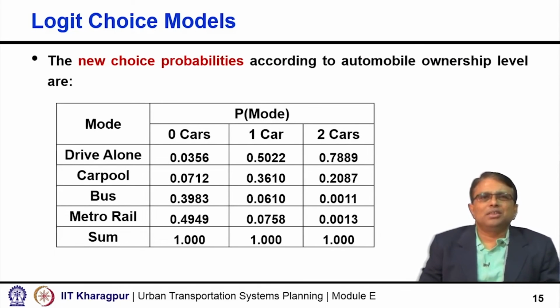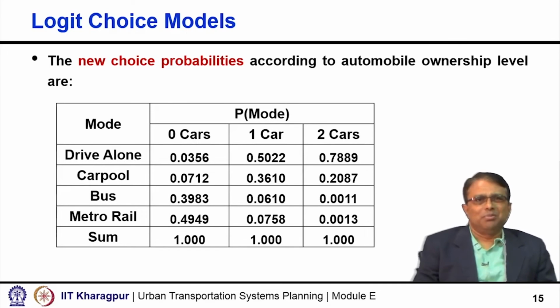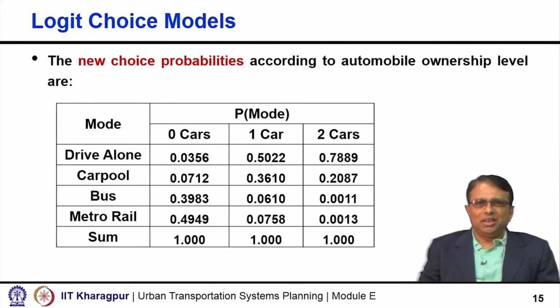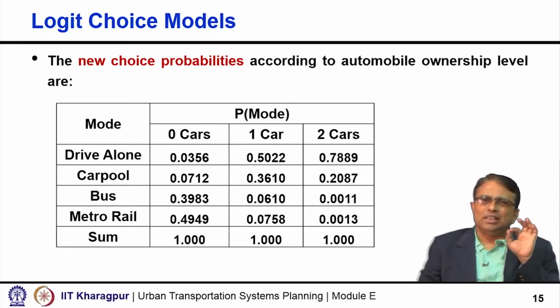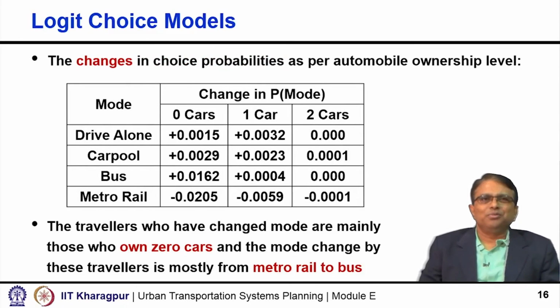So, you can see that yes, metro fare has increased. So, whatever was the probability value earlier, for 0 car segment, for 1 car segment and for 2 car segment, in each segment, the probability of using metro has reduced. That is what is expected, and that is what we know, that MNL is fantastic for that purpose. It can reflect, that is proved once again.